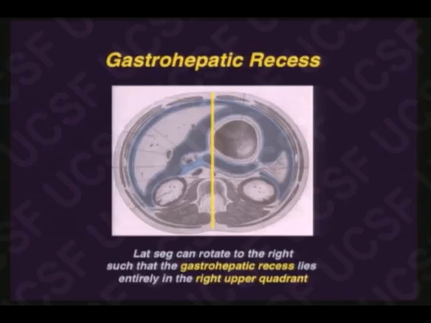Now, it sometimes bothers people that you find the lateral segment of the left lobe of the liver in the right upper quadrant, and how does that work? Well, the reason it works is because the lateral segment of the left lobe of the liver and the stomach are together no matter where you find them. The only thing that ever causes the lateral segment and the stomach to not be touching one another is pathology. Something had to separate them for them to move apart. So I don't really care where I find the lateral segment. If I found it, I found the gastrohepatic recess.